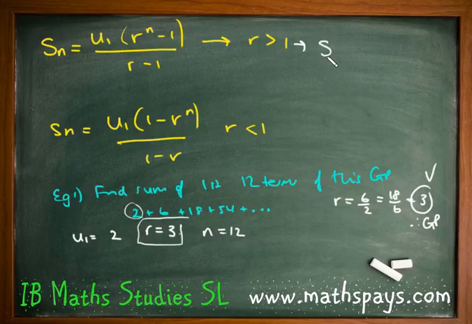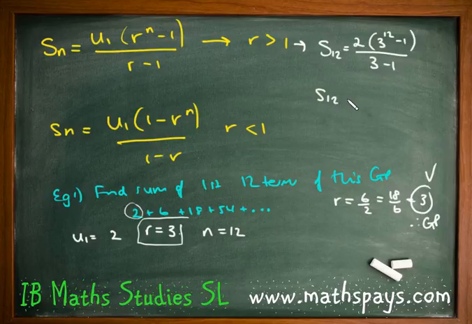So I'm going to say the sum of the first 12 terms is equal to my first term of 2, times our ratio of 3 to the power of n, well, it's to the power of 12, take away 1, all over our ratio again, which is 3, take away 1. A lot of time people just put 2 there. They just simplify that. Okay, doesn't really matter what you do.